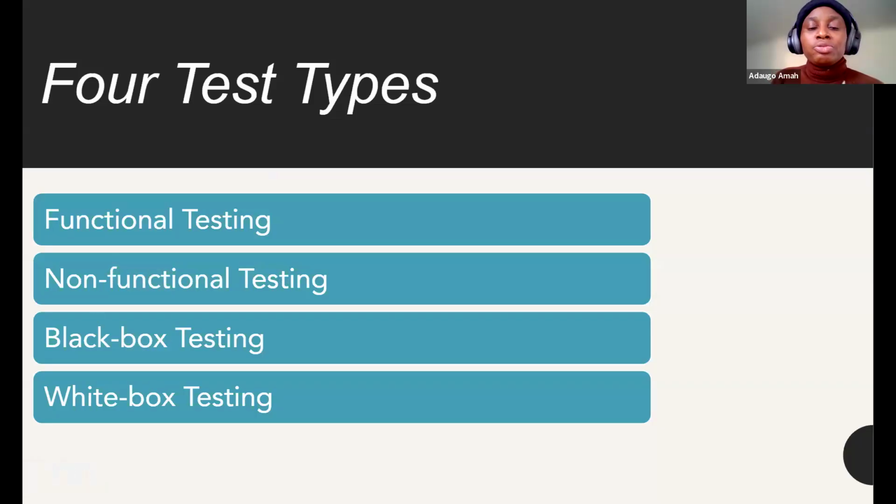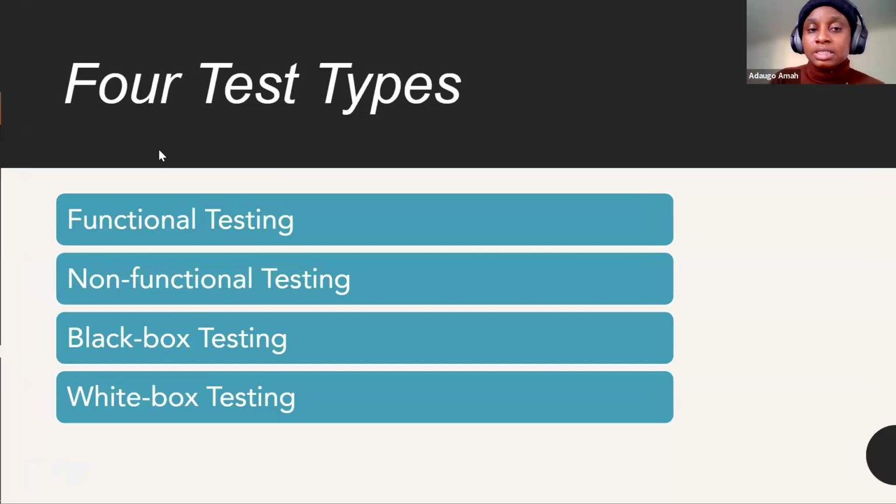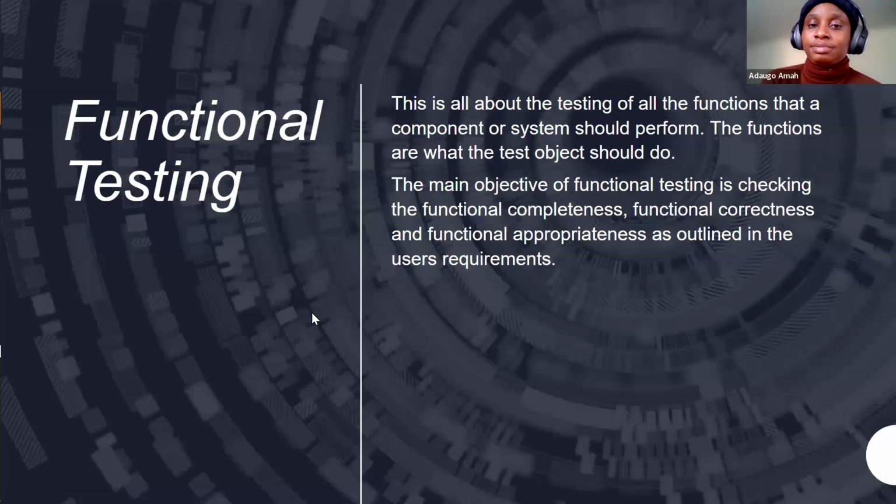So we've gone through the levels of testing. Now we are proceeding to the four test types. There are levels of testing, and there are types of testing. The types of testing are functional testing, non-functional testing, black box testing, and white box testing. I'll be explaining further as we move on to the next slide.